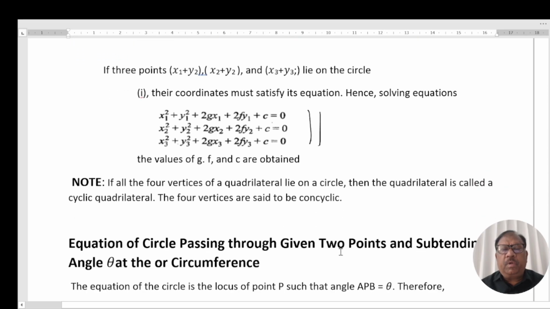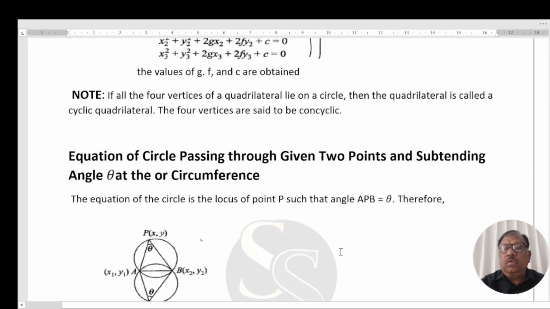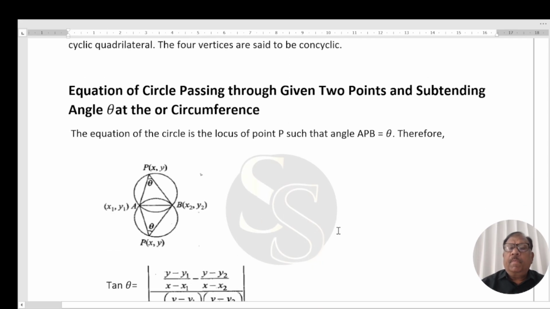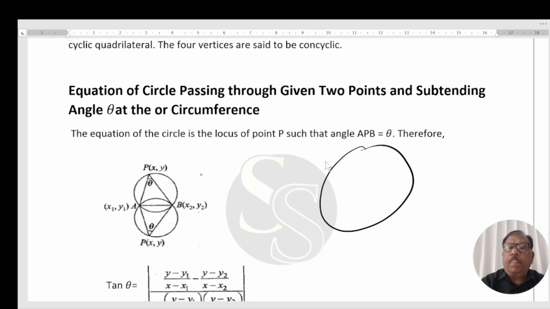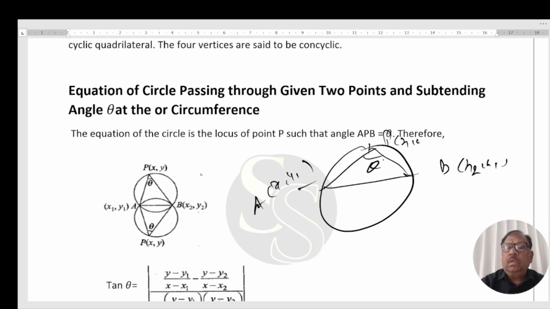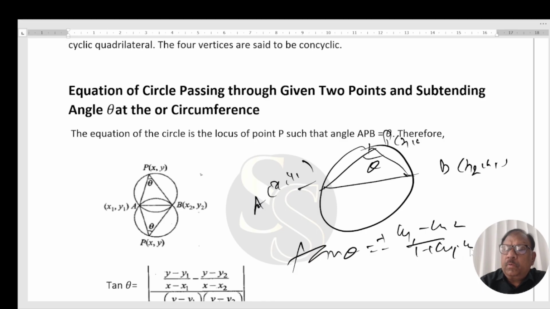Further, to discuss diameter form. Equation of circle passing through given points and subtending angle theta at the circumference. Suppose 3 points are given to you: P(x, y), A(x1, y1), B(x2, y2), and this angle is theta. You know, tan theta equals plus minus (m1 minus m2) upon (1 plus m1 m2).